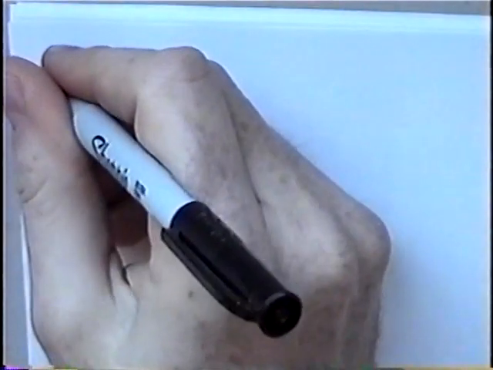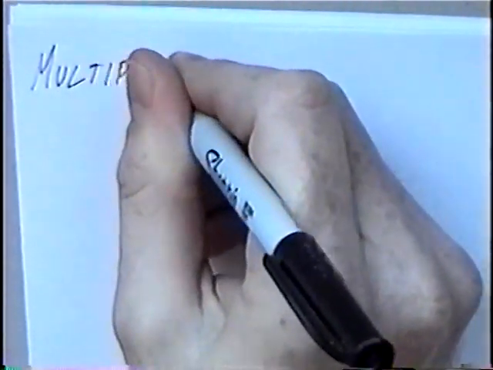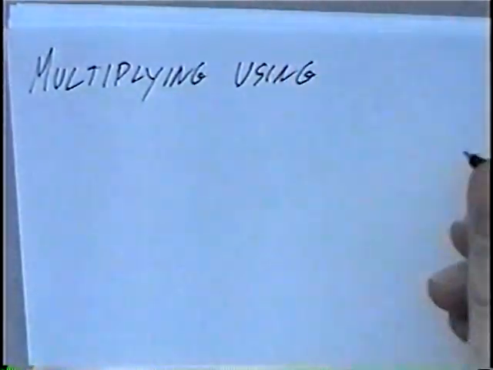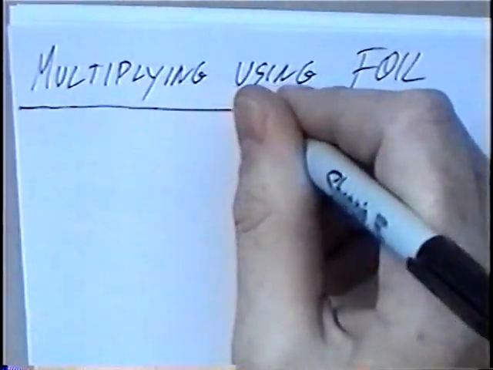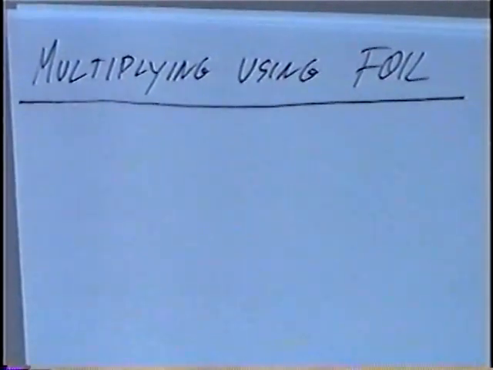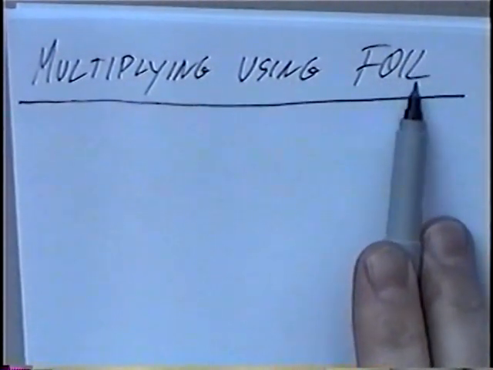Title of the first section today is multiplying using FOIL. In this section, we'll continue to multiply problems using FOIL, which again stands for first, outside, inside, last.